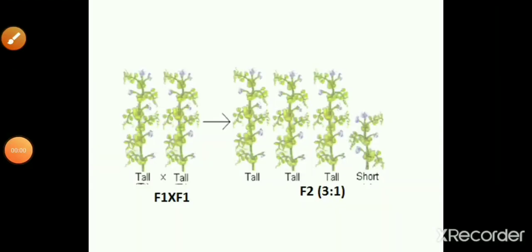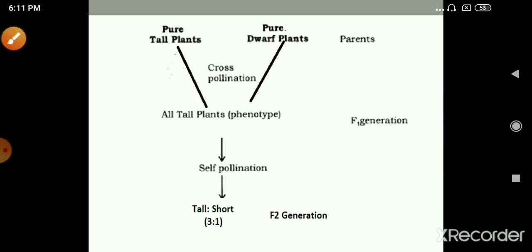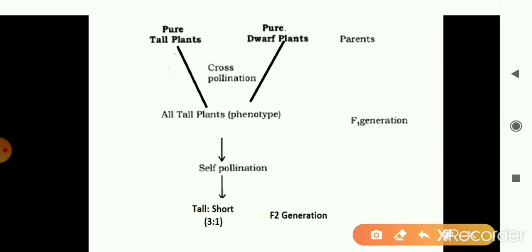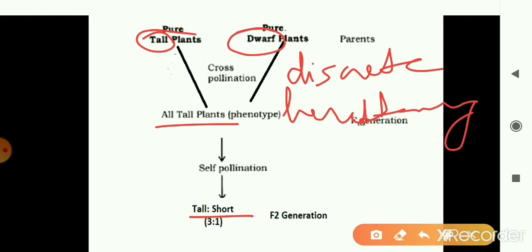From the experiment that Mendel performed, he came up with some conclusions. The first thing that he stated was that these different traits, that is the trait of tallness and the trait of dwarfness, are controlled by discrete hereditary particles, which he called factors.